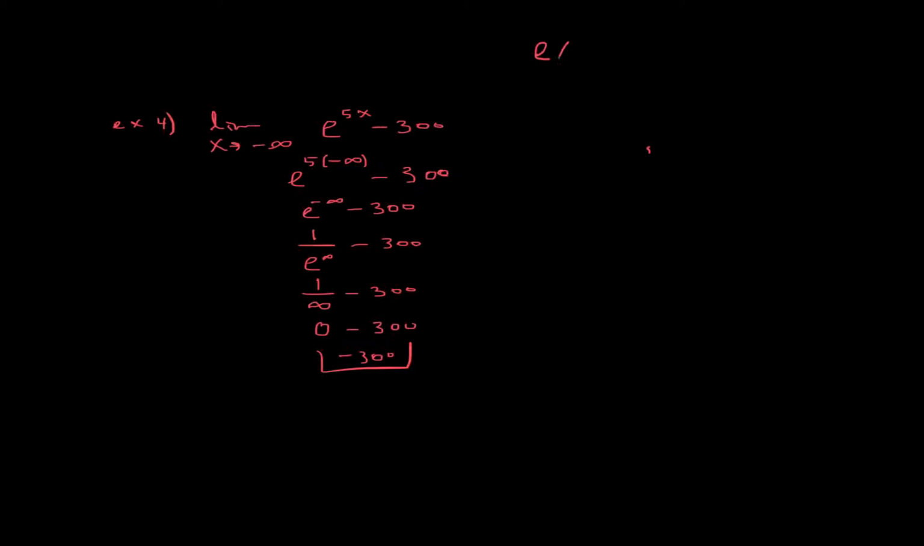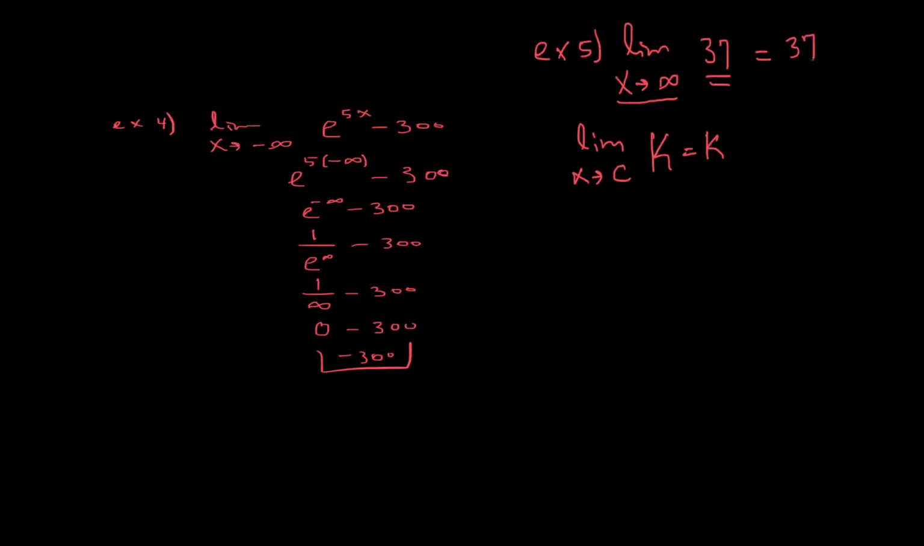Let me try one more example. The limit as x goes to infinity of 37. What do you think the answer is? Well, we do have a property that says that the limit as x approaches any number c of a constant k is equal to k. So 37 is just a constant, and it doesn't matter what x is approaching. In this case, it's infinity. Well, the answer would still be 37.